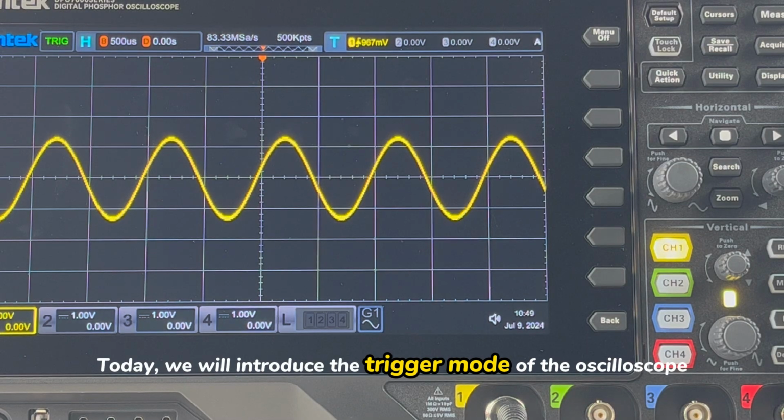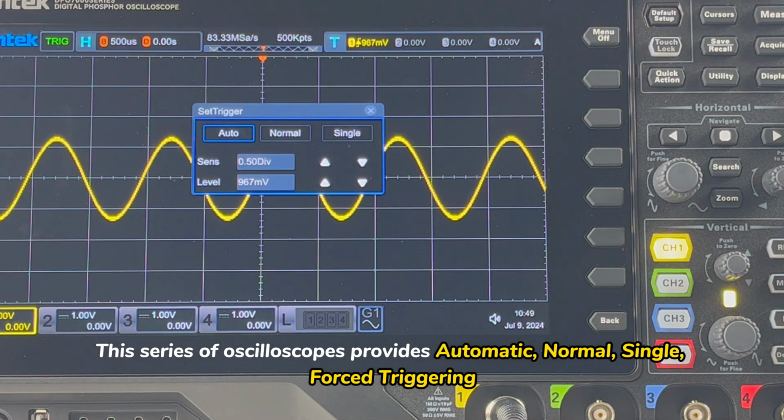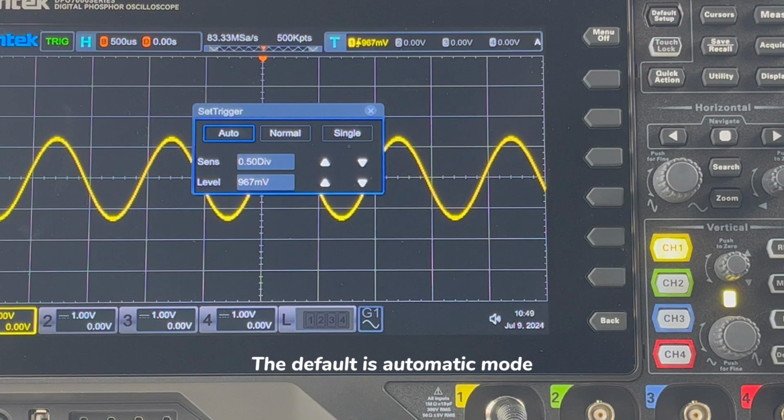Today, we will introduce the trigger mode of the oscilloscope. This series of oscilloscopes provides automatic, normal, single, and forced triggering. The default is automatic mode.